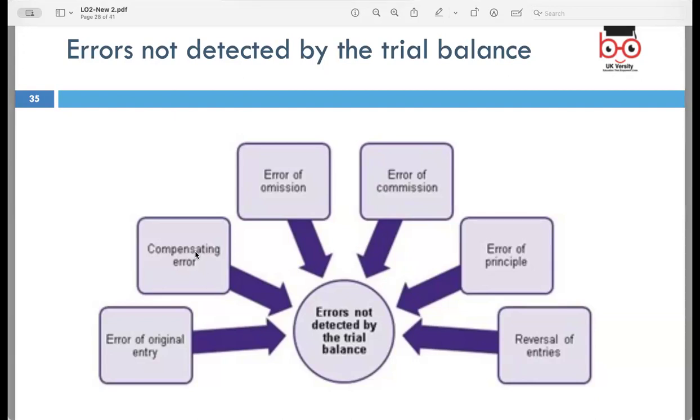Error of principle involves recording transactions against accounting principles that are not appropriate. For example, capitalizing an expense that should have been expensed immediately, or vice versa. These errors do not impact the trial balance's basic arithmetic balance between debit and credit, but can misstate financial statements by incorrectly classifying transactions.